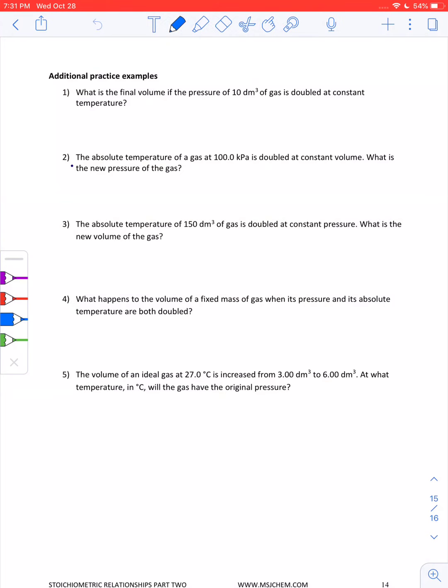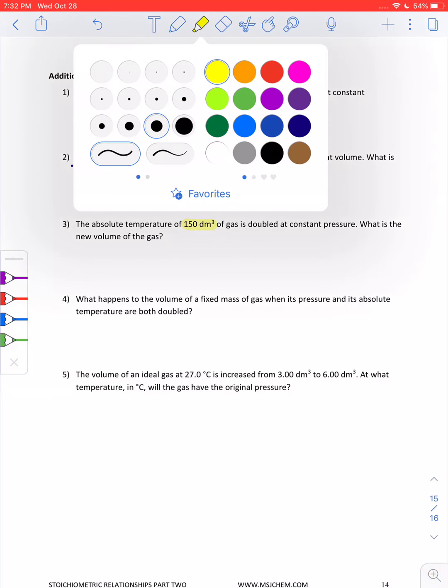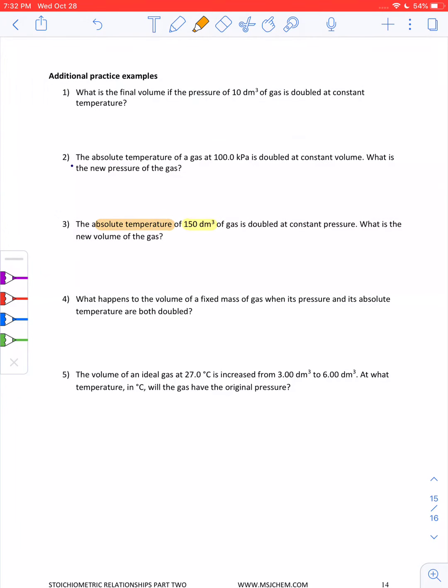Okay, so we're going to work out the other ones in the notes that we didn't get to last week. So this third one, it says there's 150 cubic decimeters, and it tells us here that the absolute temperature is doubled. And then notice that it says that it's at a constant pressure. So constant pressure means that pressure is not in our equation. And then it asks us, what is the new volume?